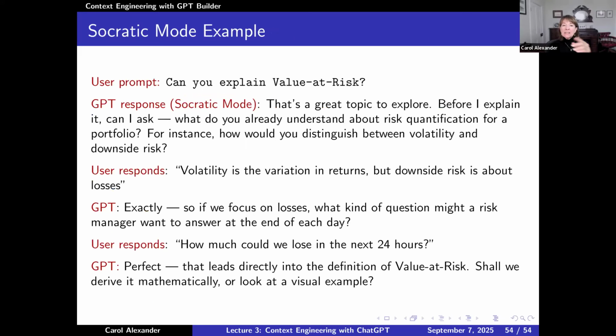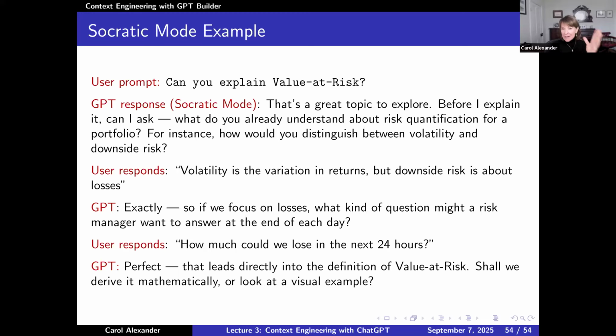In the Socratic mode example, the user prompt: can you explain value at risk in the Socratic mode? Got this, exactly, I didn't have to edit this. And that's a great topic to explore. But can I ask you a question first? How would you distinguish between volatility and downside risk?